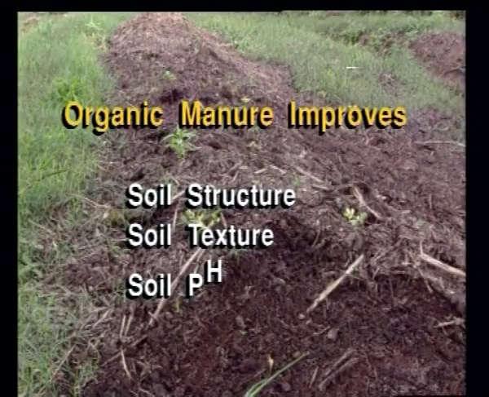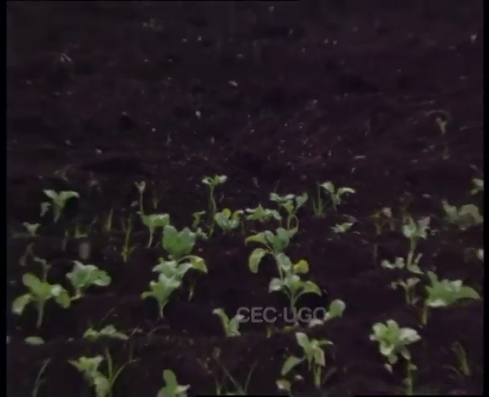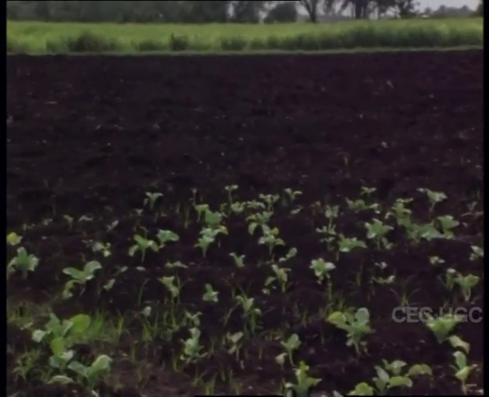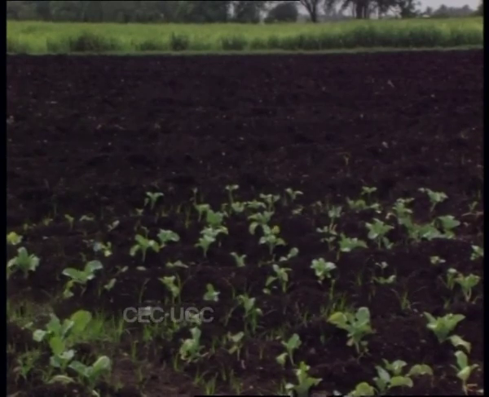However, continuous use of fertilizers alone is not good from the point of view of soil fertility. Organic manures improve soil structure, soil texture, and also help in maintaining soil pH. Therefore, a suitable combination of organic manures and inorganic fertilizers, as recommended by scientists, is indispensable in maintaining soil fertility, its structure, and its texture.